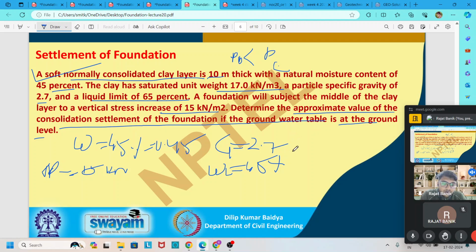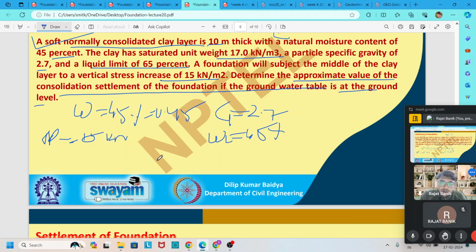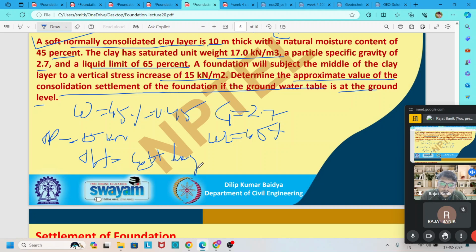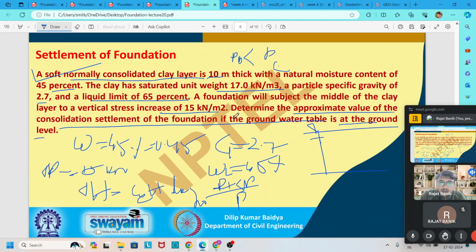So first find out, using this formula, that is del H is equal to Cc into H, thickness of the layer, into log 10 into P plus del P into P divided by P. So here it is said that the groundwater table is at the ground surface. So find out the settlement at the middle of the layer.